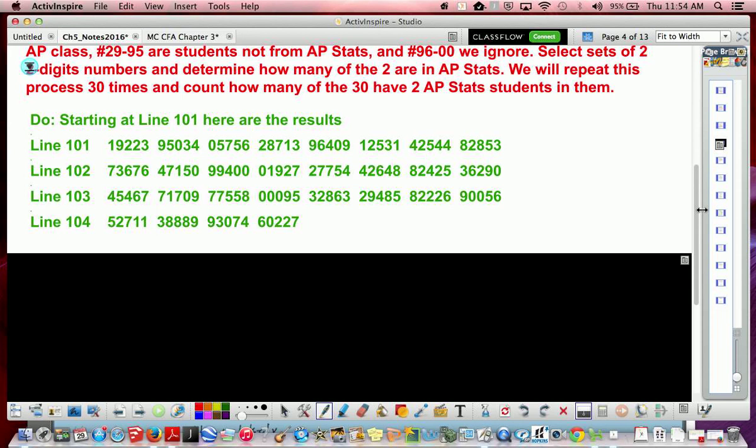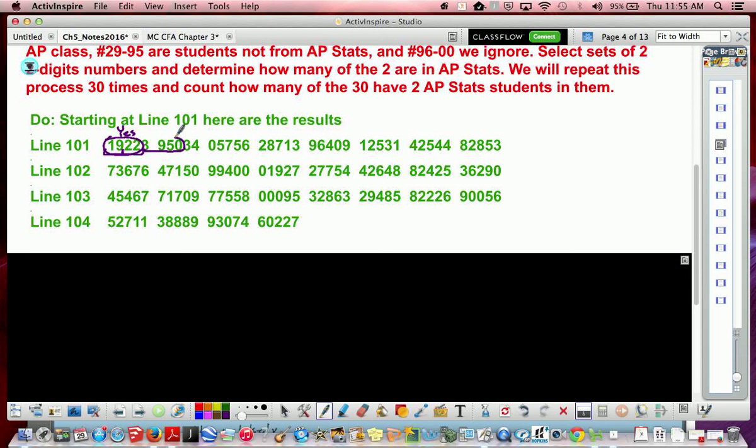Alright, so we have to select sets of 2-digit numbers. Make sure that I'm still on purple, good. So, here's my first set of 2-digit numbers, 19 and 22. Are both those students in the class? Are they between 1 and 28? Yeah, so this first set is a yes. Wow, just like that, first try, got it. Well, let's see if that continues to hold.